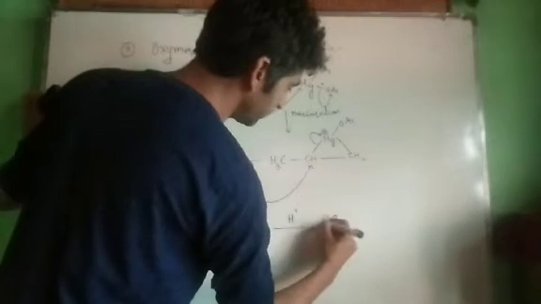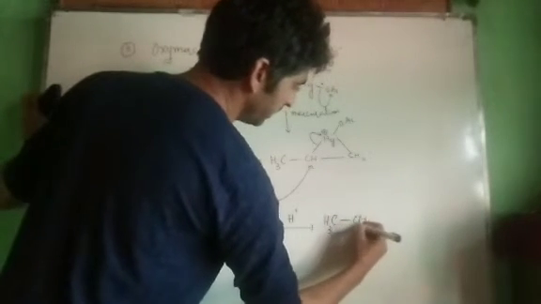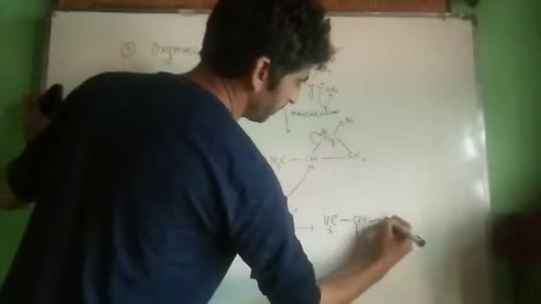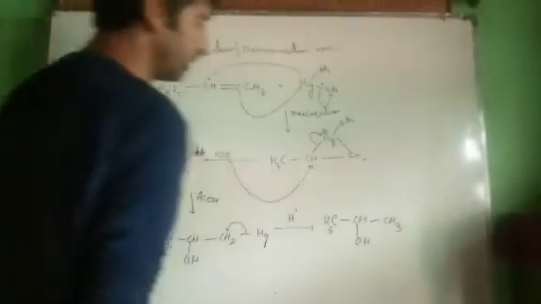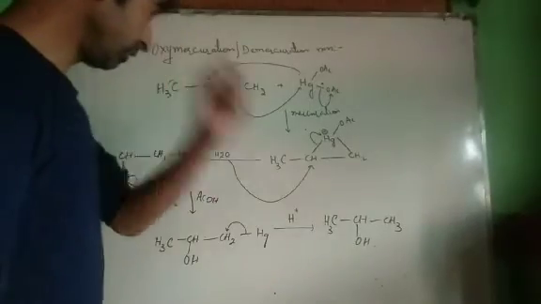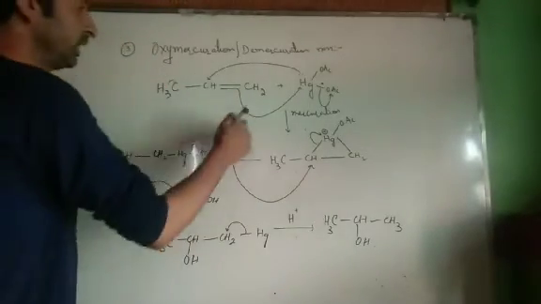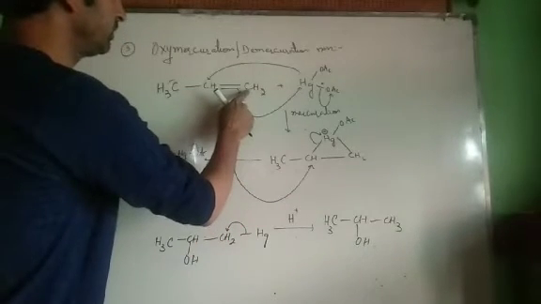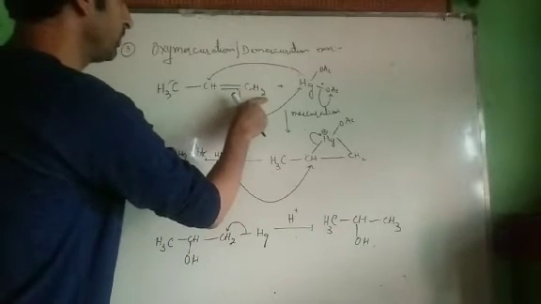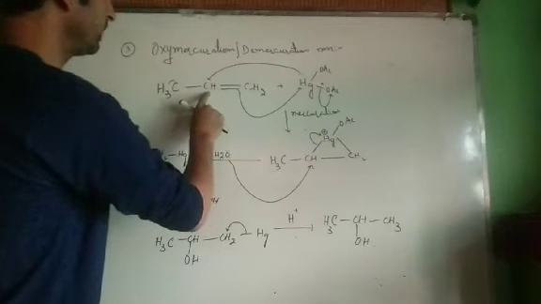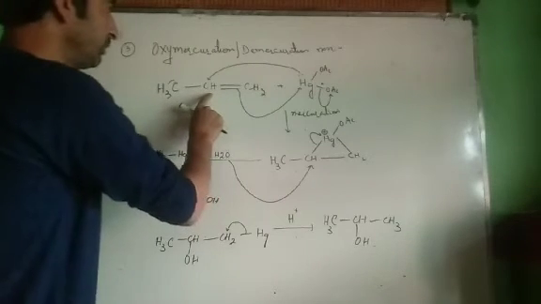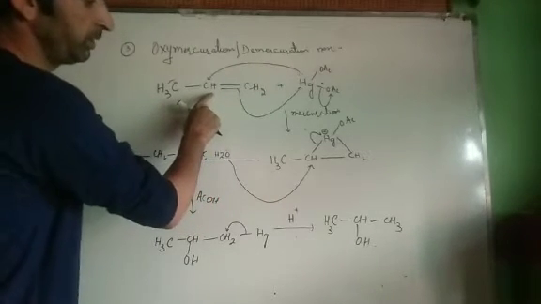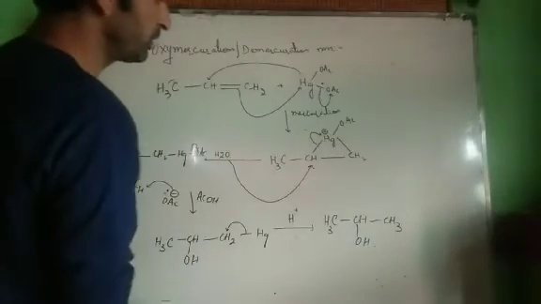Overall, the reaction seems to give a secondary alcohol, that is 2-propanol. That is a secondary alcohol. Overall, the reaction involves addition of water. H plus is added to the carbon atom which bears the maximum number of hydrogen atoms, and OH is added to the carbon atom which bears the minimum number of hydrogen atoms. It means the reaction follows the Markovnikov rule.